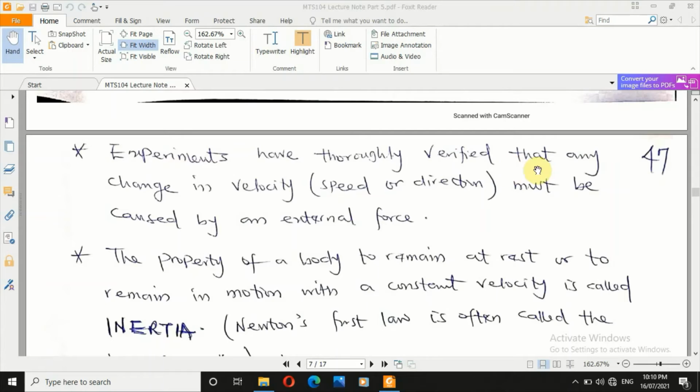Experiments have thoroughly verified that any change in velocity, in speed or direction, must be caused by an external force.